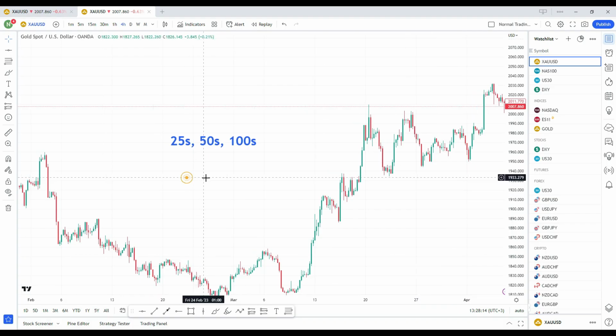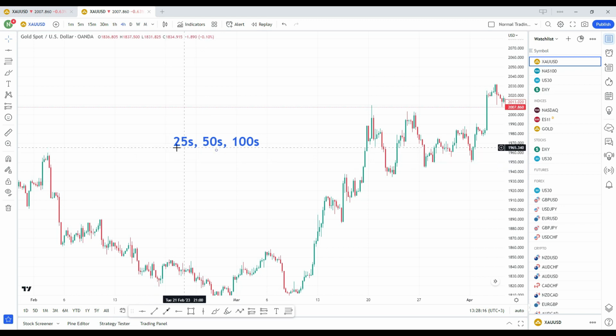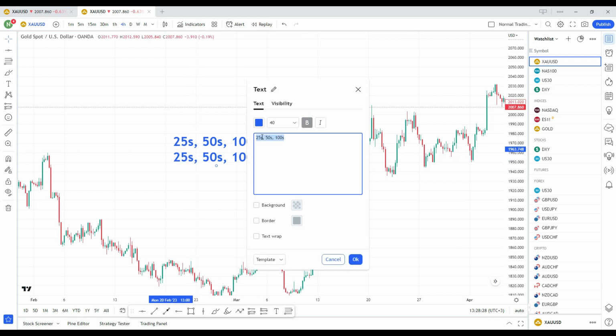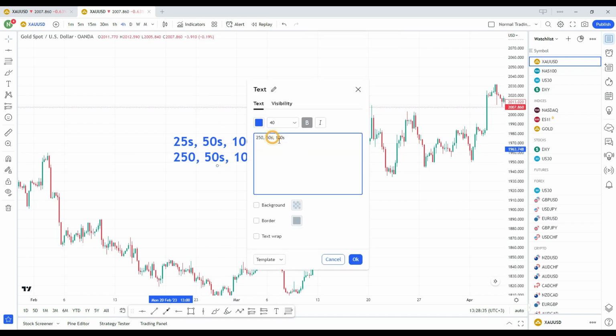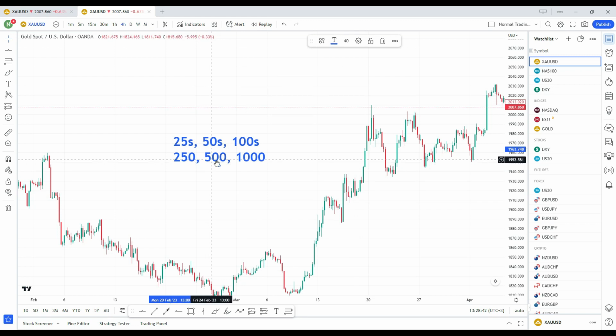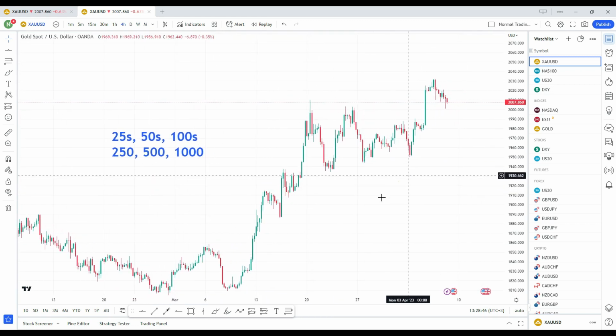Banks and other market movers observe zones and levels within these values. For example, if we replace with 0, so it becomes 250, 500 and 1000. So it depends with asset classes you are using.